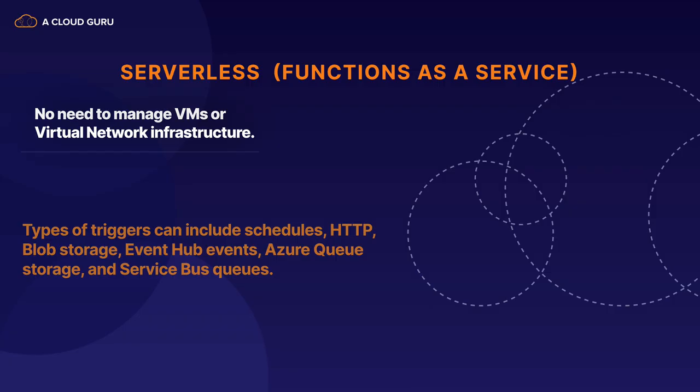Looking at serverless, you can get away without having to manage any VMs or any virtual network infrastructure. So there's a lot less work in terms of preparation to set up functions. And your triggers for functions can include HTTP, blob storage, event hub events, Azure Queue, and service bus queues.